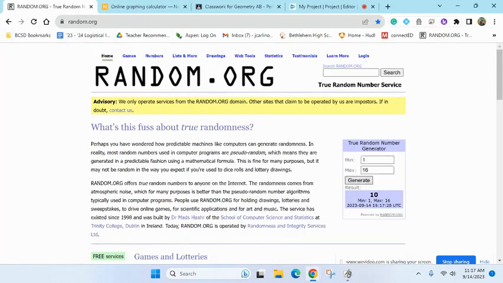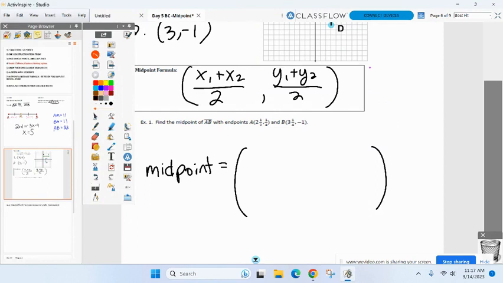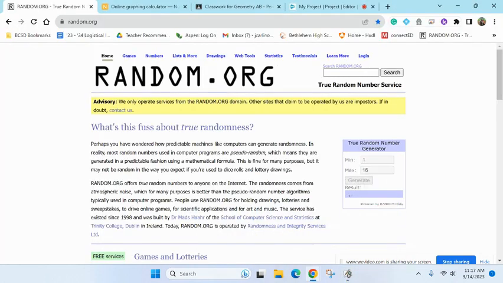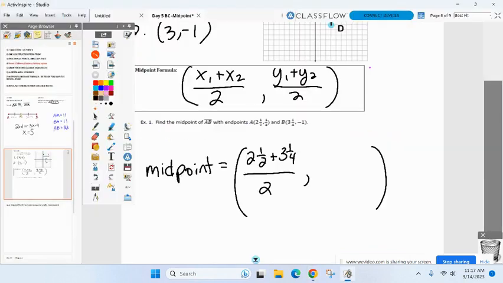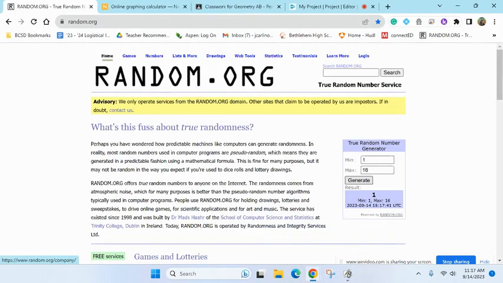2.5 plus 3 1/4. You got it. That looks nasty. Divided by 2. And how about the Y coordinates we're going to add up together? Charlie? 1/4 plus -1, or 1/4 minus 1, same thing, divided by 2. All right, let's go to your calculators now and let's talk.